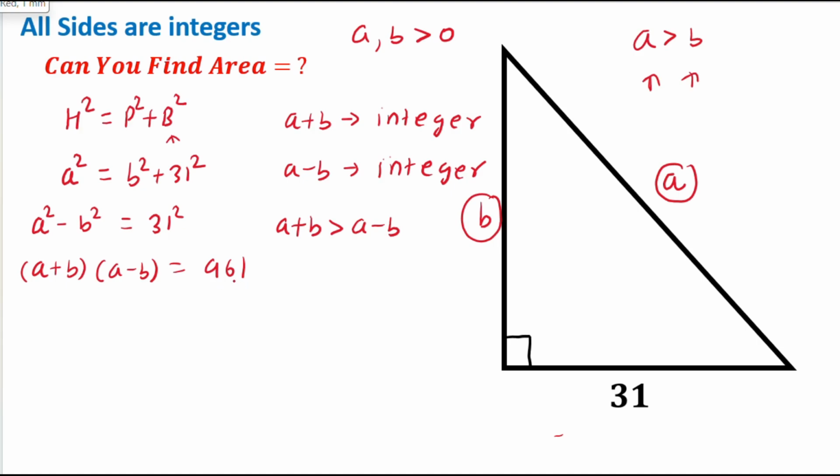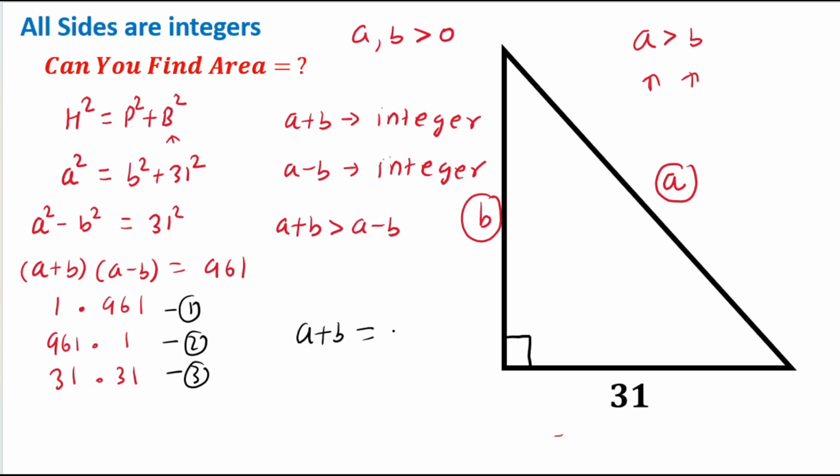Factors of 961 are 1 times 961, 961 times 1, and 31 times 31. Here we have three cases. Let's say this is case number first, this is case number second, and this is case number third. But we know that A plus B cannot be equal to A minus B. So that's why this third case is rejected.